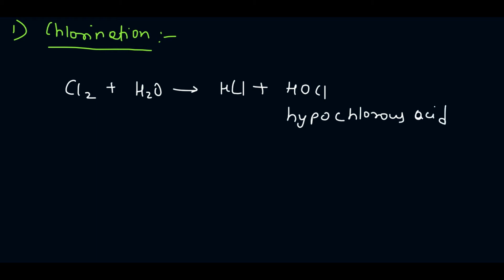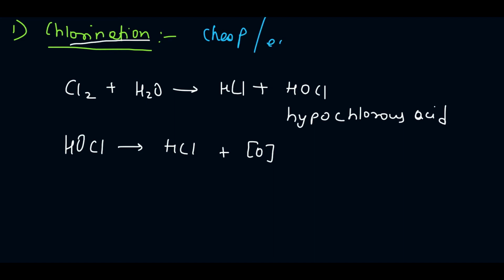Hypochlorous acid is very unstable, so it quickly breaks into HCl plus one nascent oxygen. This is the chlorination technique. Okay, so this technique's advantages are that it is very cheap, the easiest method, and very effective.